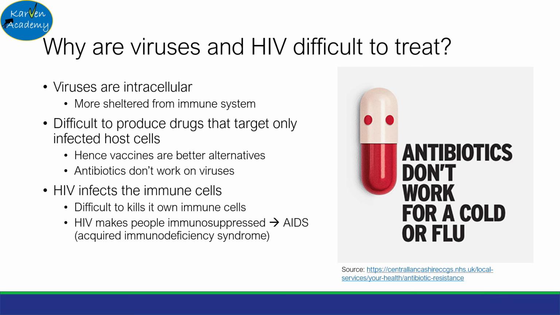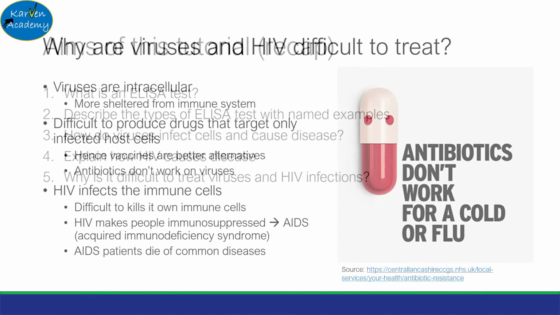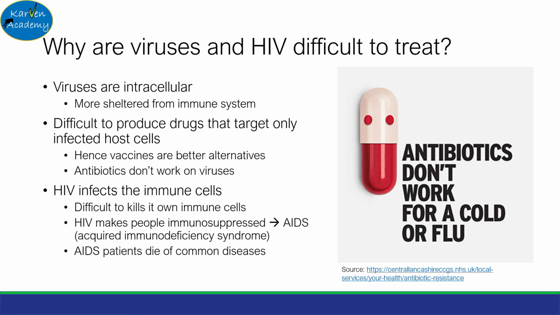HIV eventually makes the person so immunosuppressed that they develop a syndrome called AIDS, which stands for Acquired Immunodeficiency Syndrome. Ultimately, individuals with AIDS don't just die of HIV, but often due to other common diseases such as a cold, which is caused by a virus, and other common diseases. And this essentially worsens their chance of survival, and hence AIDS is truly a devastating condition.